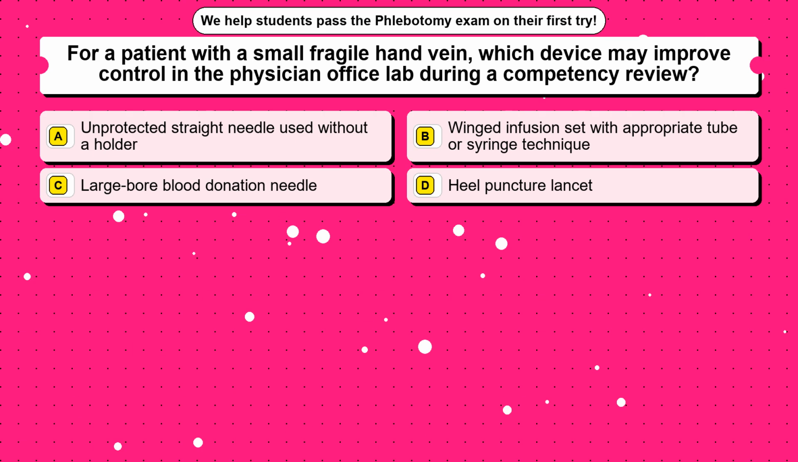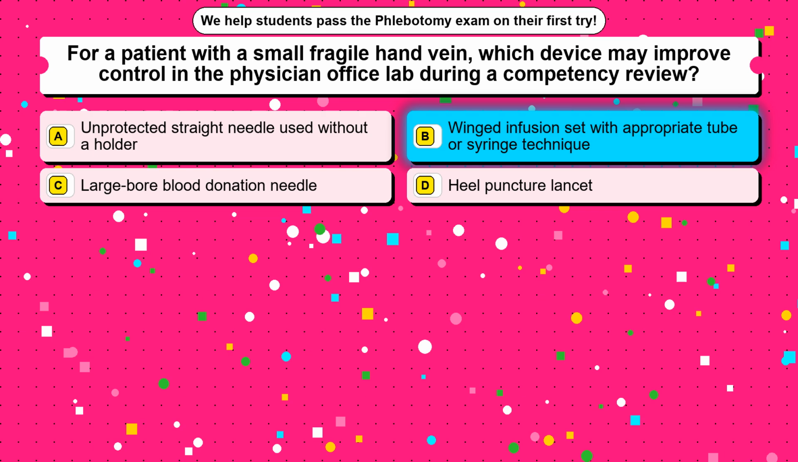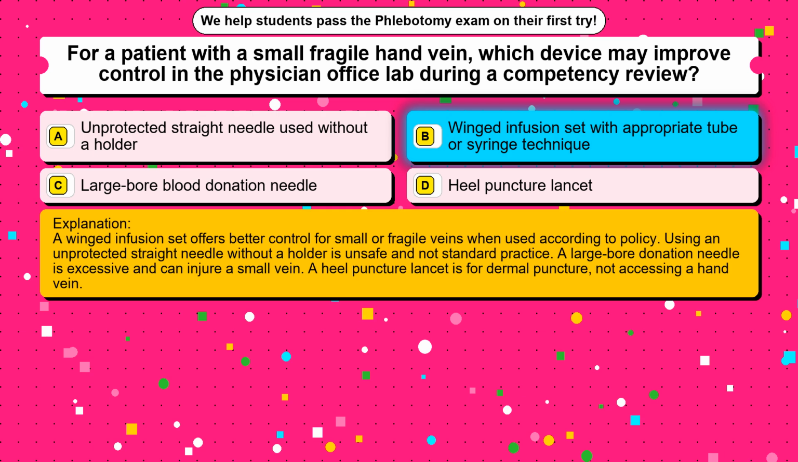The correct answer is option B. Winged infusion set with appropriate tube or syringe technique. A winged infusion set offers better control for small or fragile veins when used according to policy. Using an unprotected straight needle without a holder is unsafe and not standard practice. A large bore donation needle is excessive and can injure a small vein. A heel puncture lancet is for dermal puncture, not accessing a hand vein.